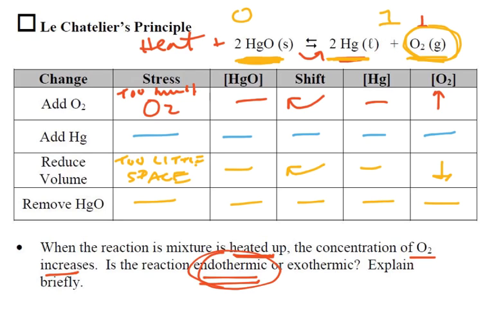So this kind of problem is sort of a guess and check. If the heat was on the left and I increased the temperature, then it would shift to the right and make more O2. And that works out logically. And those are the things for 8.3.